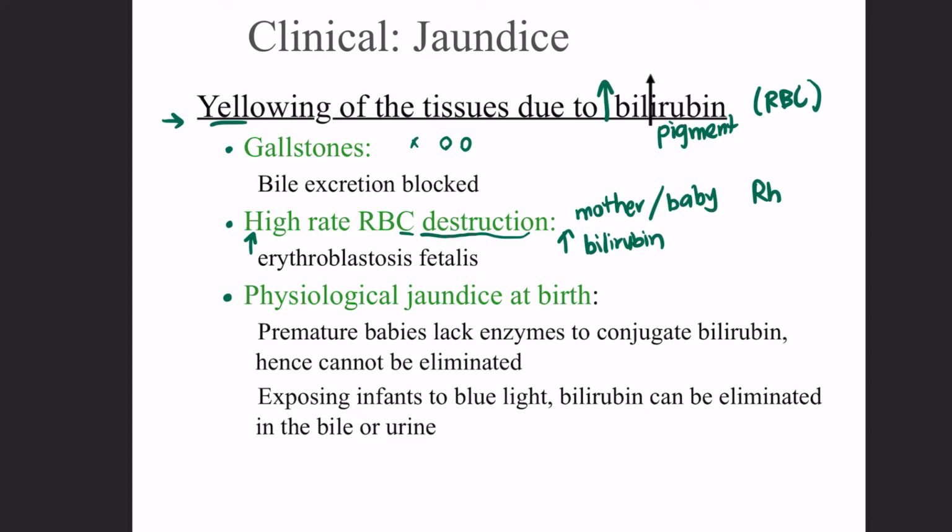Physiological jaundice at birth. These babies don't have the liver enzymes that conjugate bilirubin in the first place, so it can't be eliminated, and so there is buildup within the liver. The treatment for this would be to expose infants to blue light so that bilirubin can then be eliminated in the bile or urine.